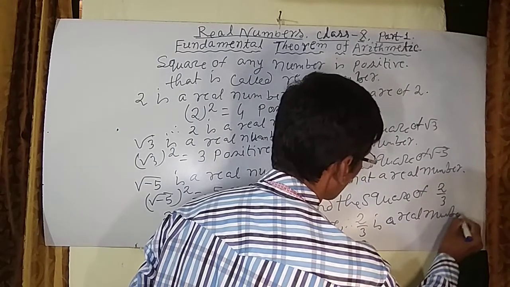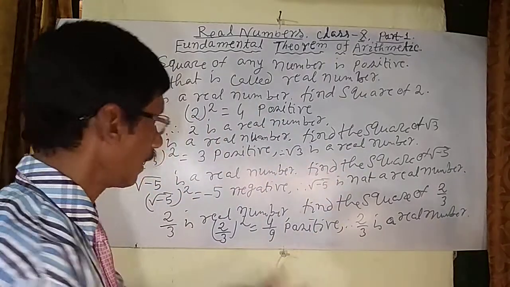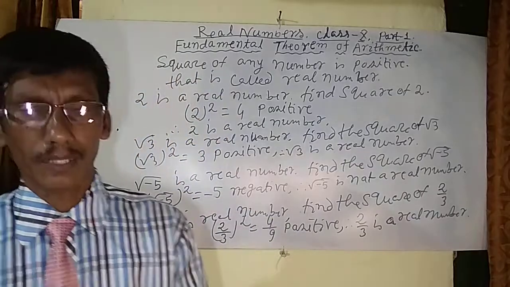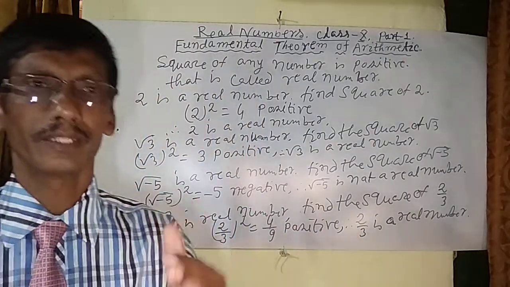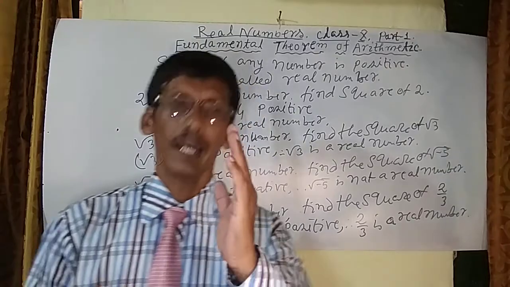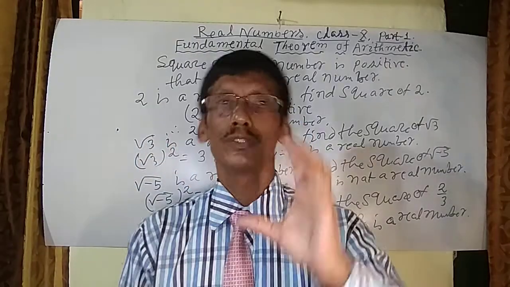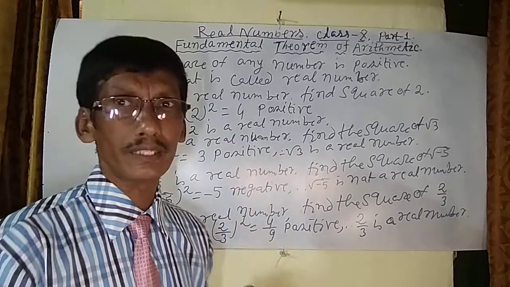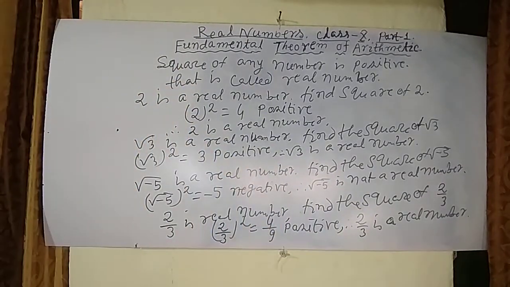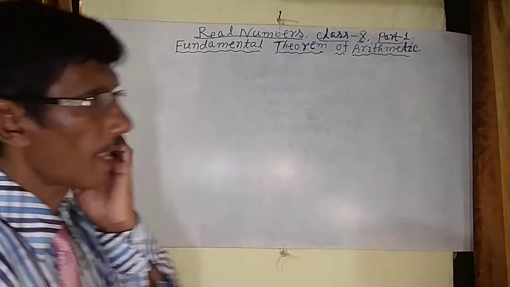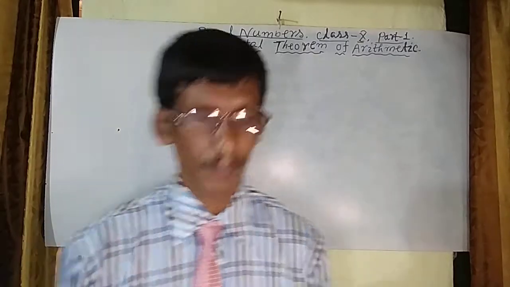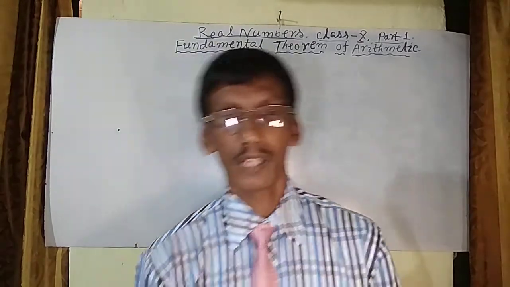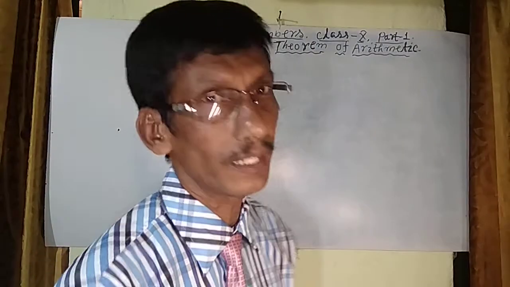Okay, I think everybody has understood about the real number. So you can identify which number is real number. First of all, find the square of the given number and if the result is positive, you can say this number is real number. Students, I have just discussed about the real numbers, and how to identify whether a number is real.